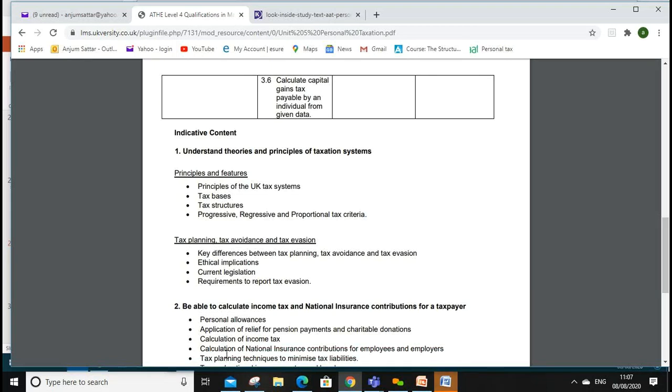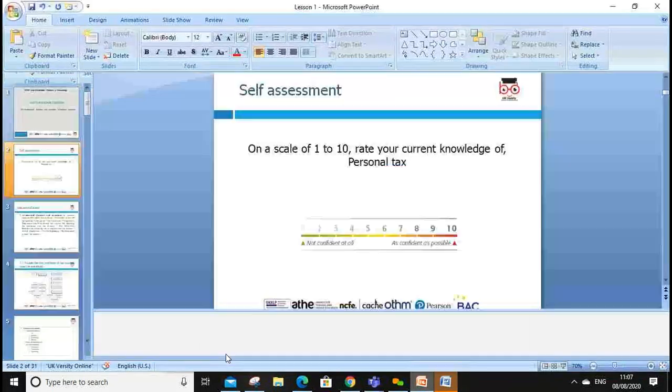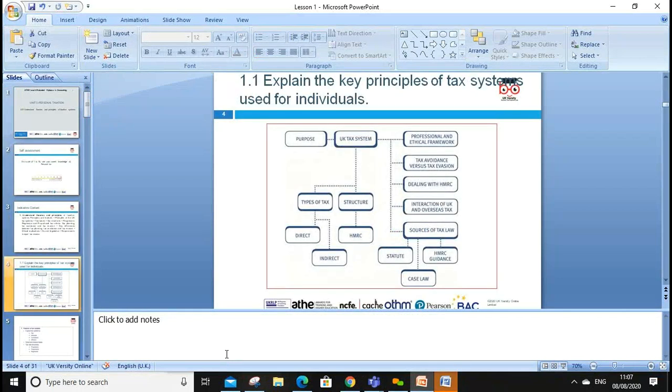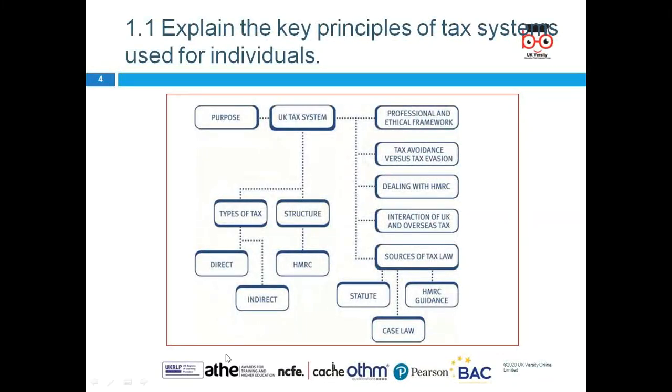In Lesson 2, we'll go through learning outcome 2 about National Insurance. Lesson 3 is capital gains tax, and we have indicative contents: tax system, tax basis, tax structure, progressive, and we'll go through them. So all this will be focused on in today's lesson under LO1. So let's go back to our lesson now.